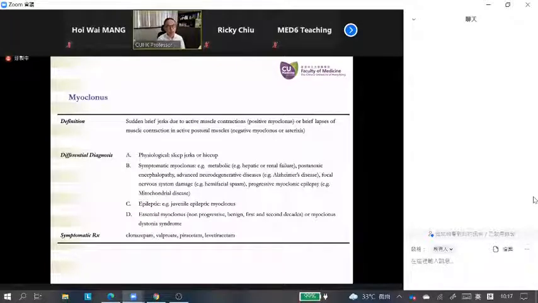The drugs we use are more anti-epileptic drugs. For first line, we may try clonazepam, valproate, piracetam, or levetiracetam. So for myoclonus, it's not tetrabenazine. For myoclonus, it's more anti-epileptic drugs, such as clonazepam.